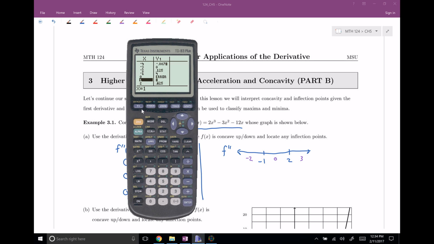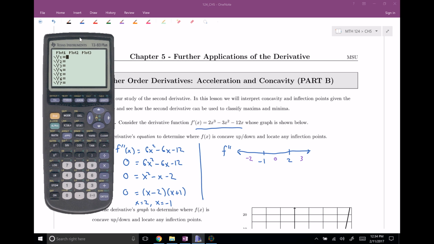So let's see here, y equals, and I'm going to plot the second derivative: 6x squared minus 6x minus 12. All right, and we're going to look at our table. If we're doing things right, at negative 1 the second derivative is 0, and at 2 the second derivative is 0. So that's a good sign.